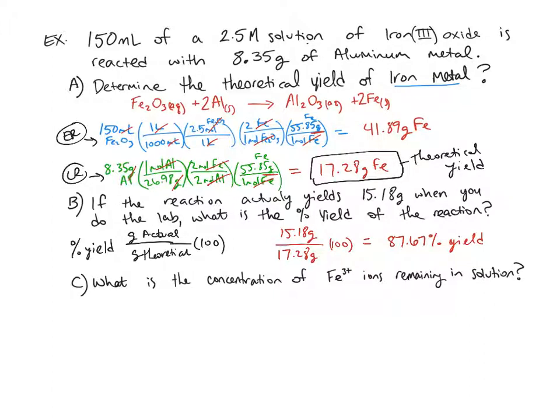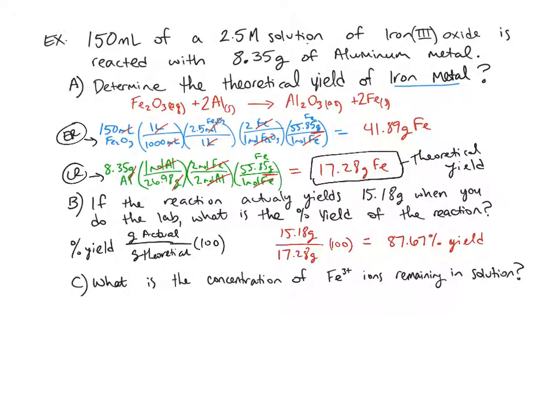Any of that iron oxide that is left over that didn't react, all of the iron ions in the iron oxide will be in solution, right? We know that when iron oxide is aqueous, that we have iron ions and oxygen ions. So all we need to do is figure out how much iron oxide is remaining in solution. Then we can figure out how many iron ions are remaining in solution, and then we can get the concentration by dividing by the overall volume of our solution.